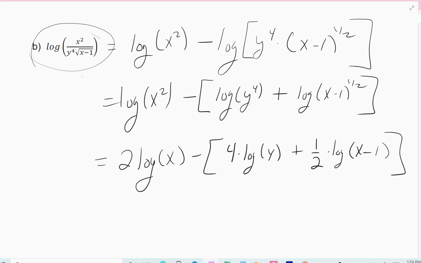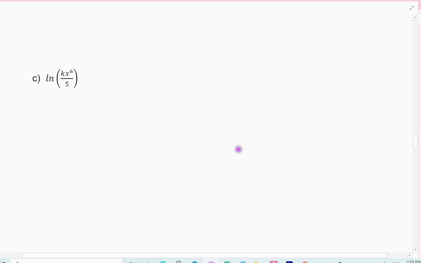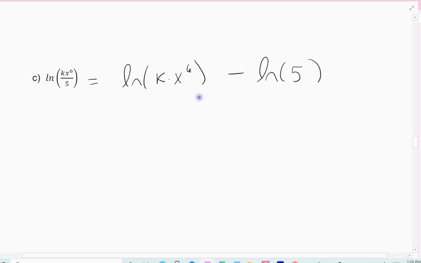Next example. This one's a lot like the first. The first thing again we do is get rid of the fractions, so it's the natural log of k times x to the 6th minus the natural log of 5. So I can split the k and the x to the 6th into the natural log of k plus the natural log of x to the 6th.